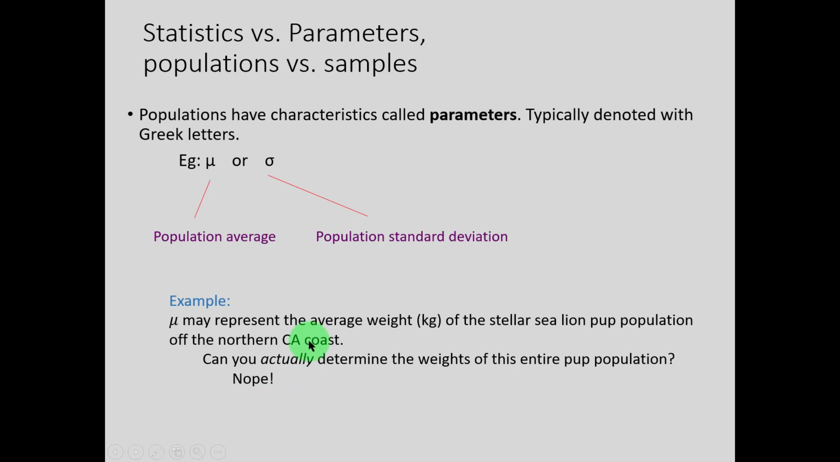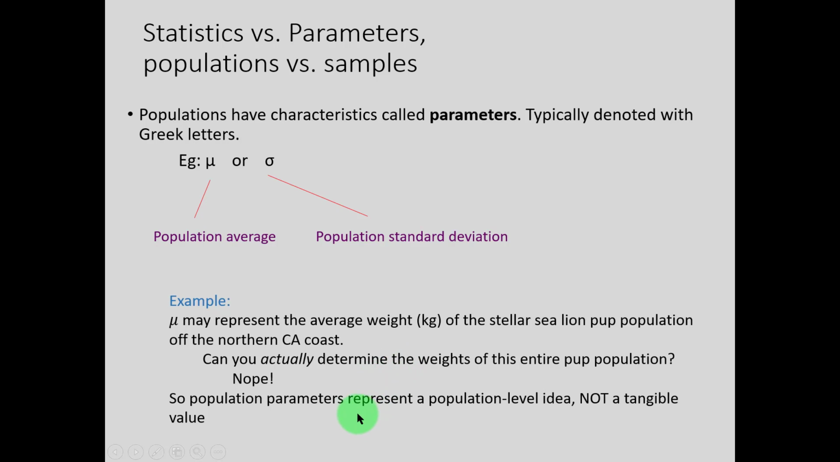But your research is interested in this population, and you would love to know the average weight of all the pups, but you're not going to be capable of doing so. Therefore, a population parameter represents a population level idea and is usually not a tangible value that you can calculate. There are exceptions to this, but in general, we are not capable of calculating population parameters.